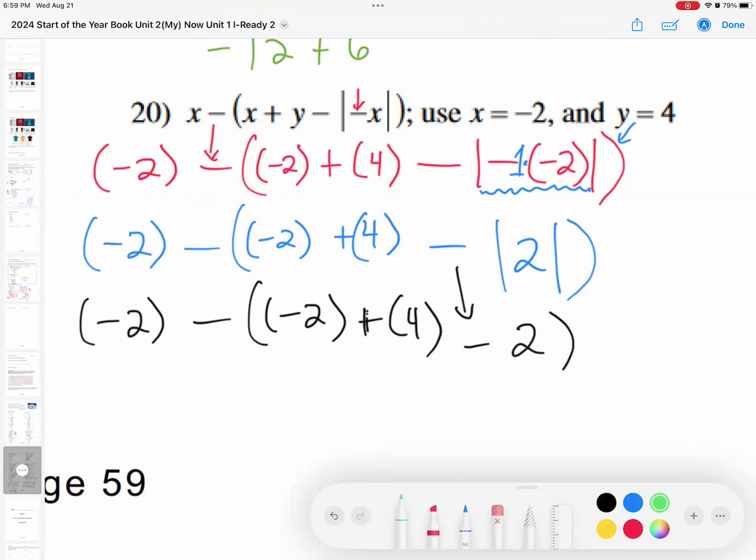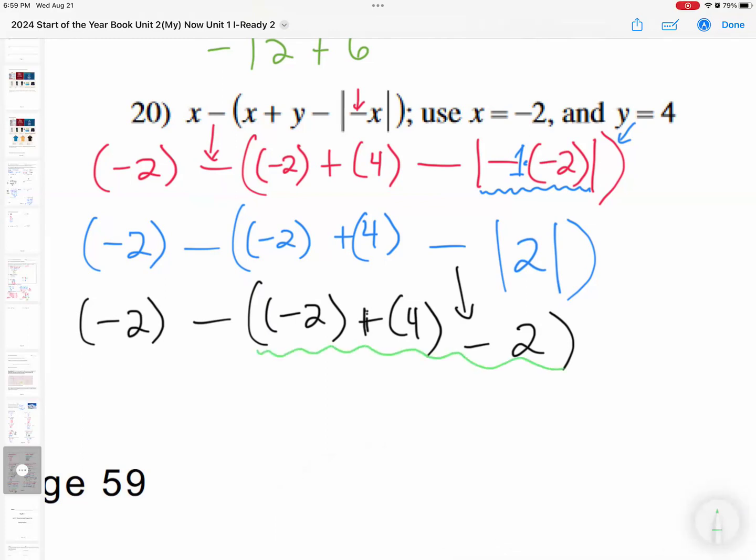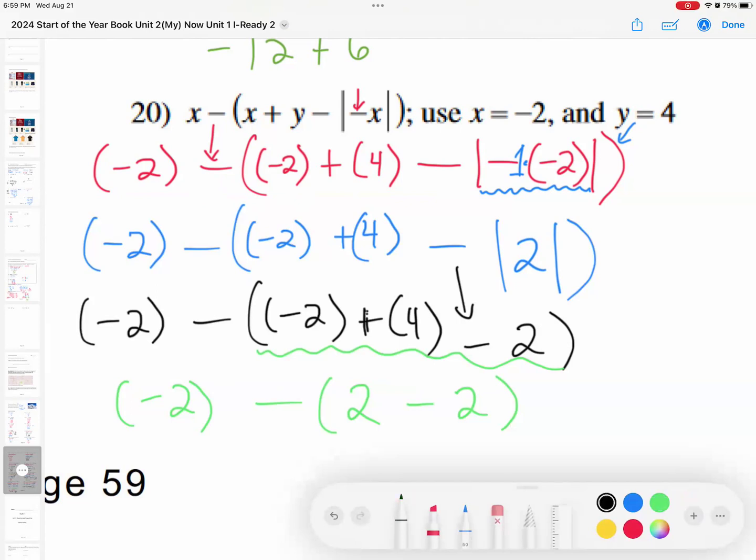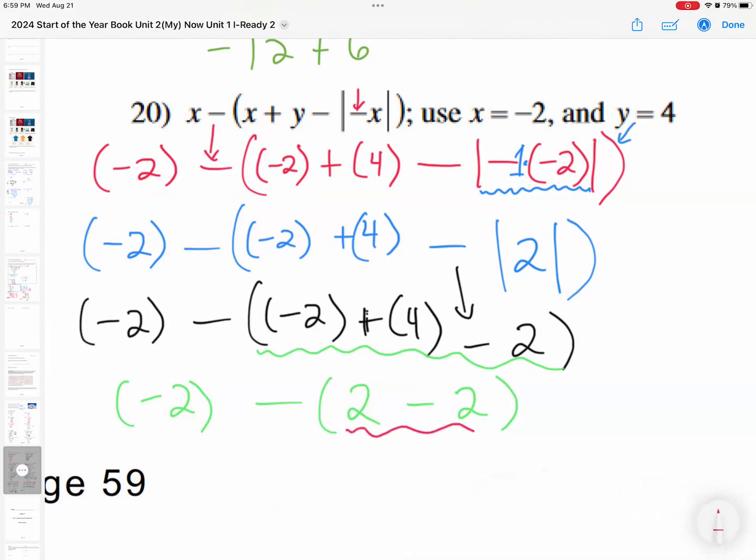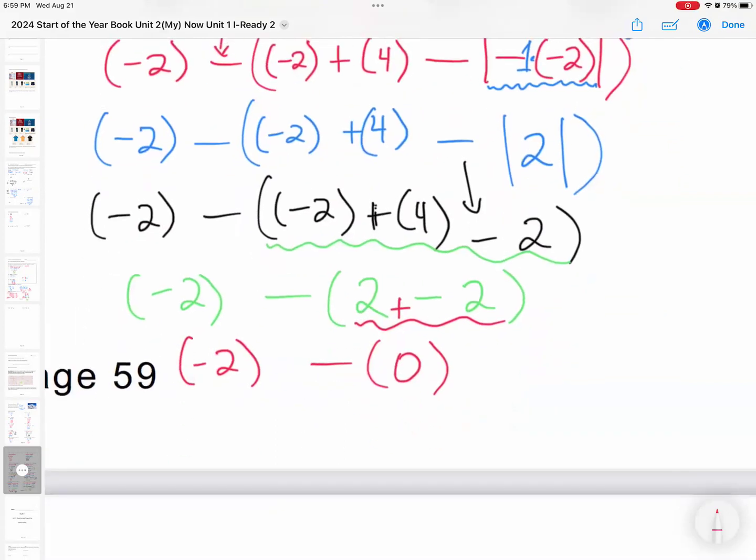Now we end up with this innermost grouping. So all of these are still in a grouping, and we're going to go ahead and combine like terms. So -2 plus 4, well, that would be 2. And then inside of that grouping, you're still doing some more. So looks like a 2 minus 2 or 2 plus -2. That would be 0. And then -2 plus -0, or -2 minus 0 is still -2 in the end.